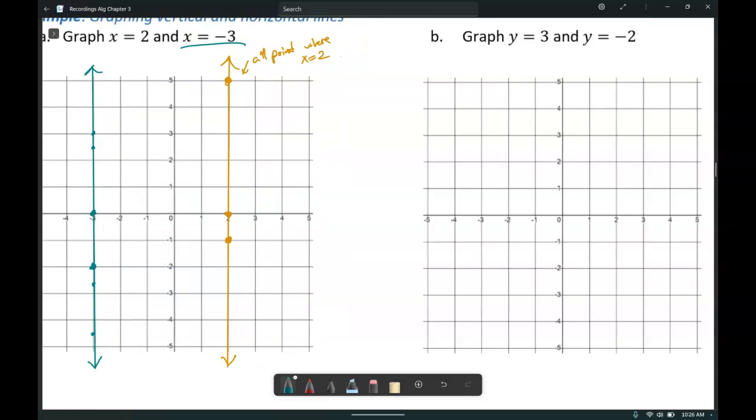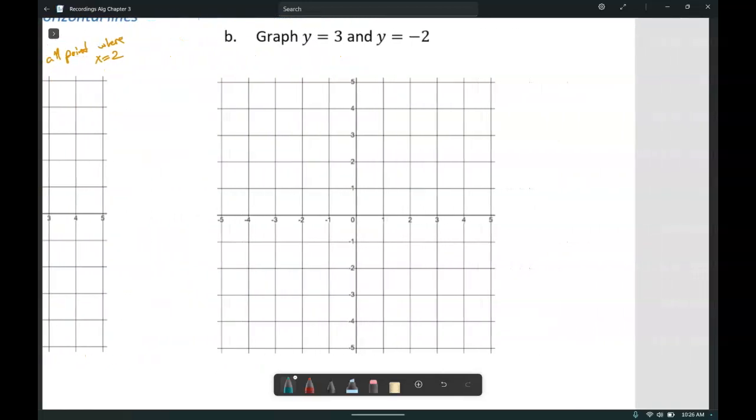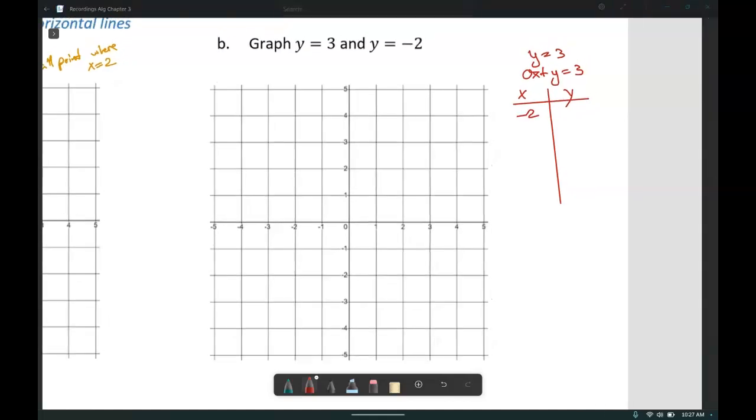Now, conversely, if we have the equation y equals a number, such as y equals 3, we can expand it to be 0x plus y equals 3. And by the same logic, no matter what x is, y has to be 3. If x is negative 2, well, 0 times negative 2 plus y equals 3, y equals 3. So we have the point negative 2, 3. If x is 0, 0 times 0 plus y equals 3, y has to equal 3. So we have this point here.